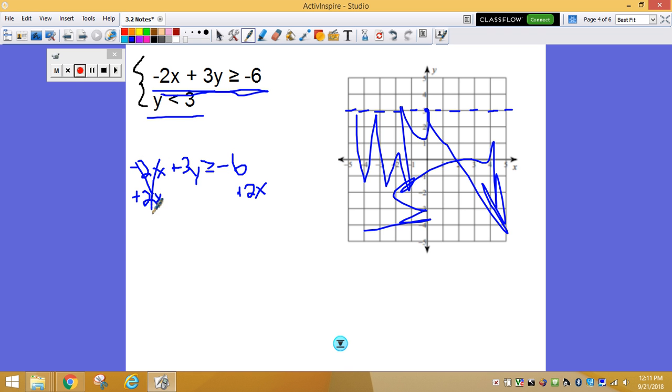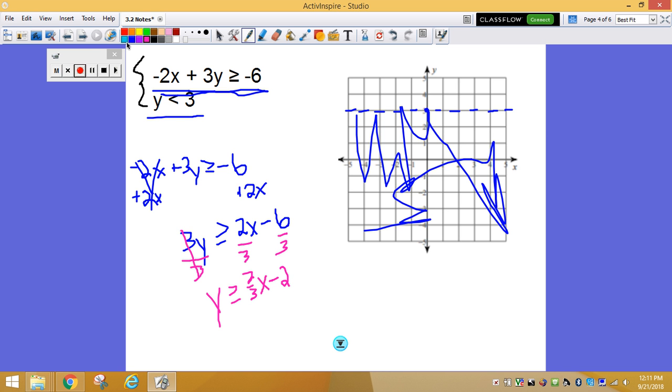So these cancel, and I got 3y is greater than or equal to, I'm going to put my x first. It's a positive 2x, right? And then that's a negative 6, so I'm going to put minus 6. Next up, I want to move the 3. The opposite of multiplying is dividing, so we're going to divide by 3. So those 3's cancel. And I got y is greater than or equal to, that just stays 2/3 x. And 6 divided by 3 is 2.